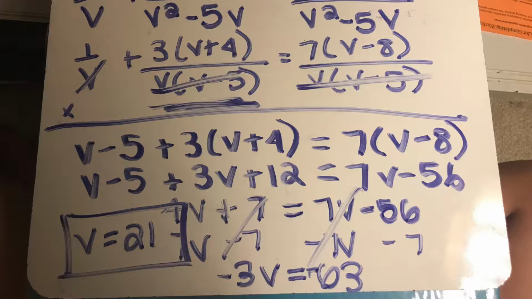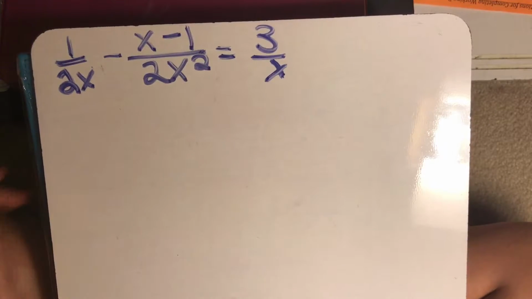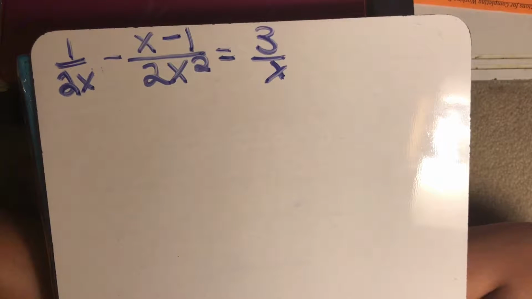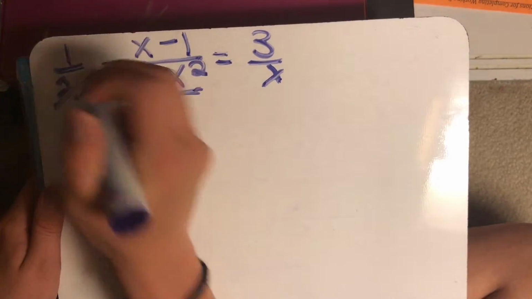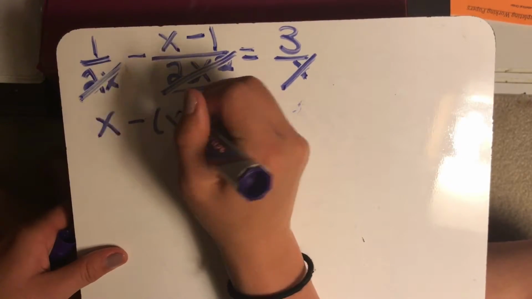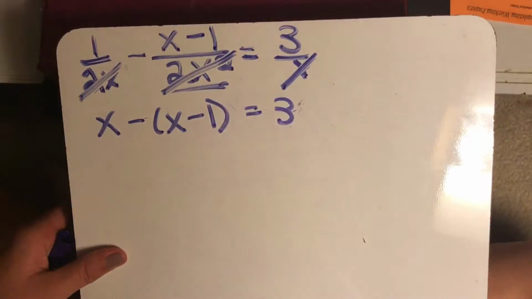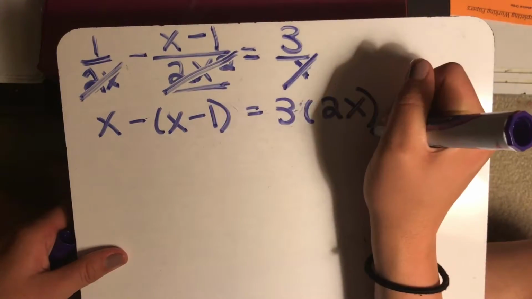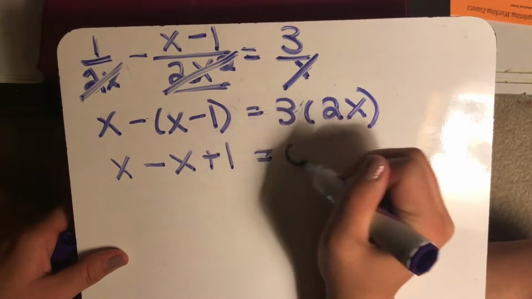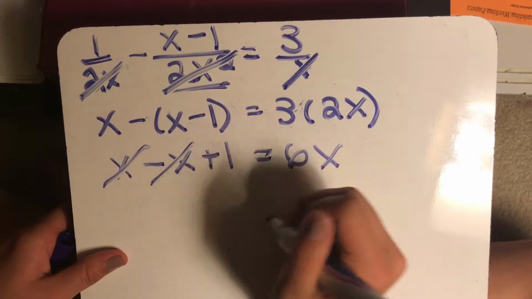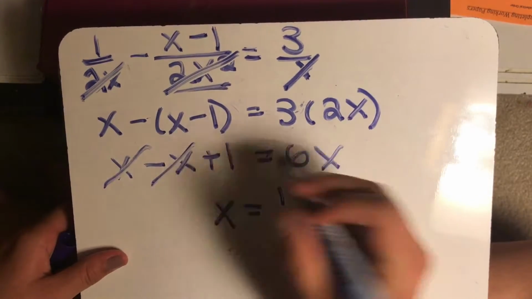All right, so looking at another problem. We're going to write out our equation, which is going to be 1 over 2x minus 1 over 2x squared equals 3 over x. So as underlined, the least common multiple is going to be 2x squared. So we're going to multiply the entire equation by 2x squared, and you get x minus 1 equals 2x times 3. And from here, we just simplify the equation, which would get us x equals 1/6.